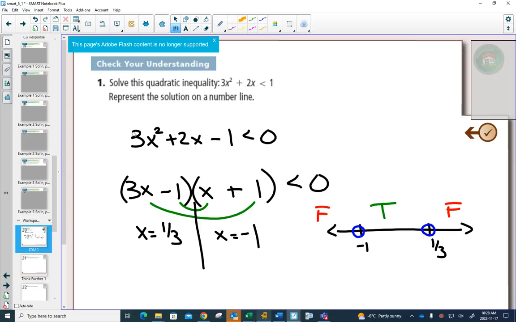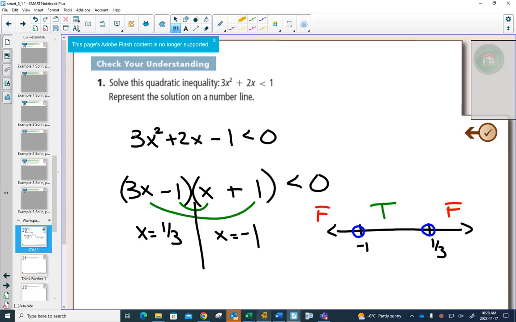You can use your test points in your original equation. That's what we did. You can also use your test points in the factored form. And I want to show you something with test points in the factored form that is mental math, but not exact mental math. So you know how we found out this first section was false? I'm going to pick a number in this first section, something quite a bit bigger than 1/3. I'm going to pick 10.